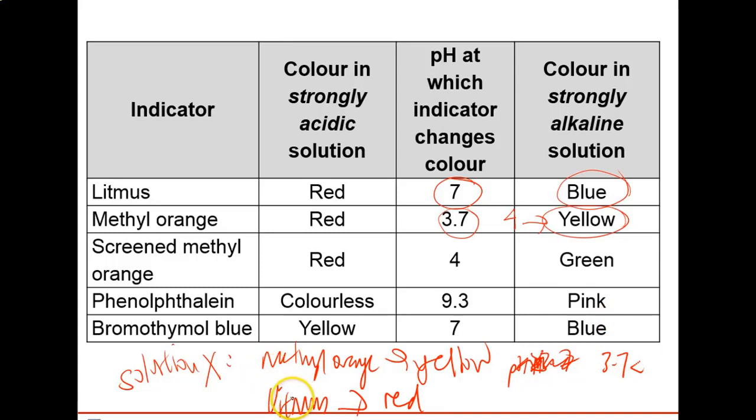And because it is red in litmus, the pH must be less than 7. Correct? So if this solution X gives me a red colored litmus and a yellow colored methyl orange, I will know that the pH for this solution X will be between 3.7 and 7. To narrow this down further, let's say I use screen methyl orange and the solution still remains red. It tells me that the pH is between 3.7 and 4.